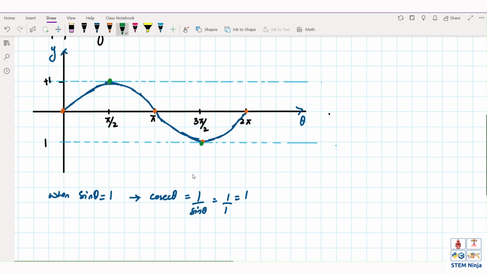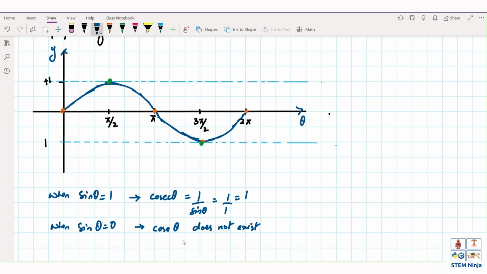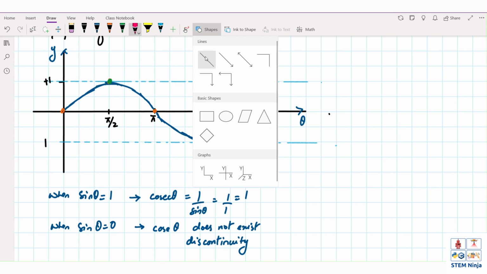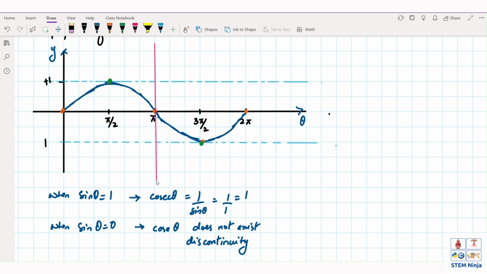However, this is where things change. When sine theta is equal to 0, cosecant theta does not exist. There is a discontinuity over here, or we can have asymptotes over here. Now, how do we show that? We can draw dotted lines as asymptotes because the function does not exist over here. It's either going to be a very high value or a very low value. So let's sketch how this is going to look like.